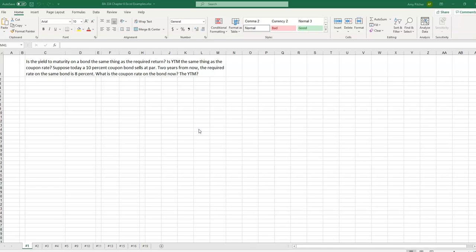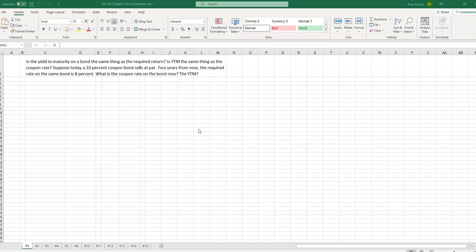return within the market. So if we have a 10% coupon bond that sells at par, when a bond sells at par, that means that the coupon rate and the yield to maturity are exactly the same. So at the date of issue, both the yield to maturity and the coupon rate are 10%. 2 years from now, the required rate on the same bond is 8%. What is the coupon rate on the bond now, 2 years later, when the required rate is 8%?